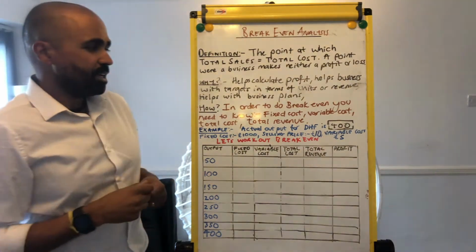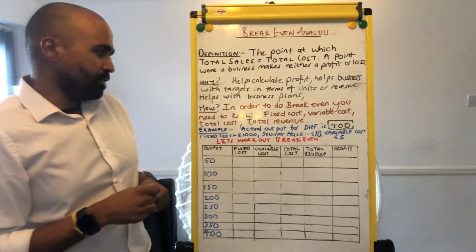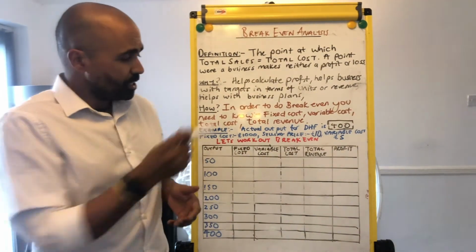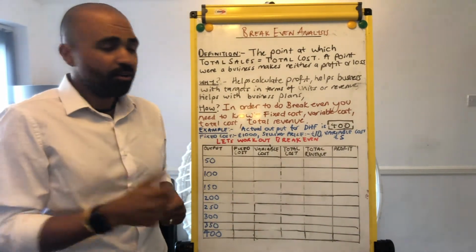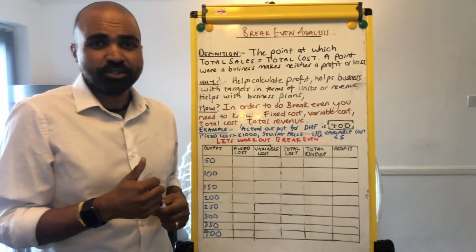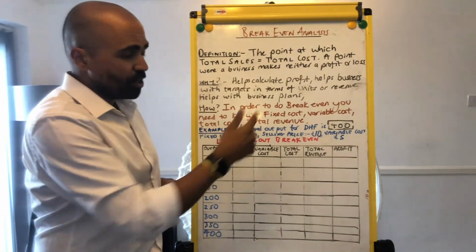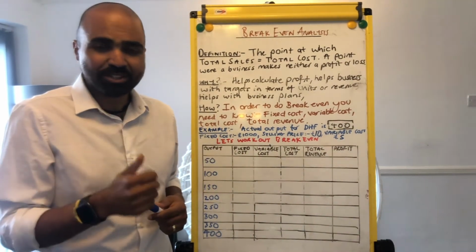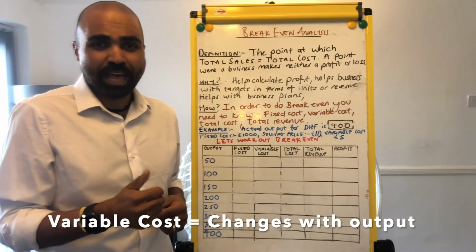How it's done: in order to do break even, you need to know some key pieces of information. So the information you need to know are fixed cost. Fixed cost is a cost that doesn't change with output. You need to know variable cost. Variable cost is a cost that changes with output.